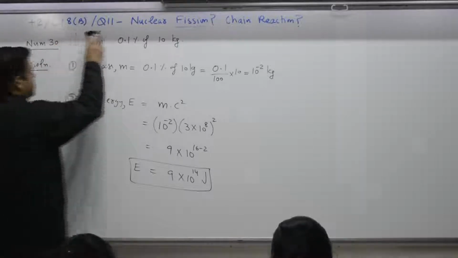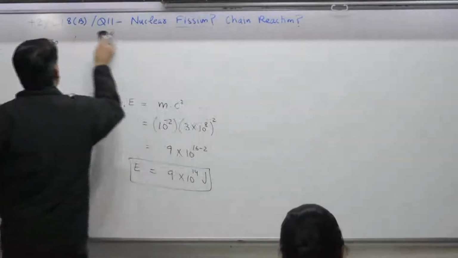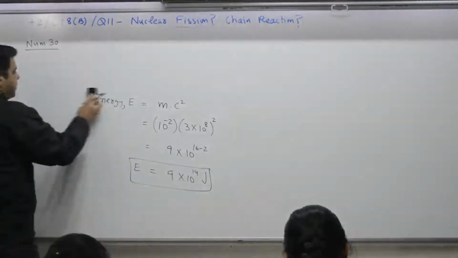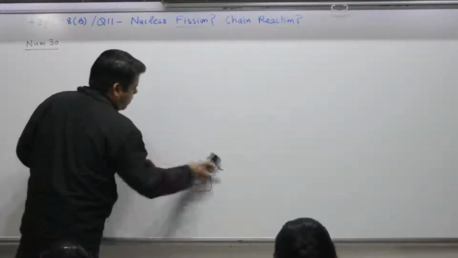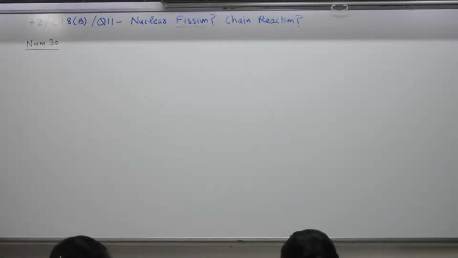Numerical number 30. What is the power output of a uranium-235 reactor if it takes 30 days to use up 2 kg of fuel and if each fission gives 185 mega electron volt of usable energy?